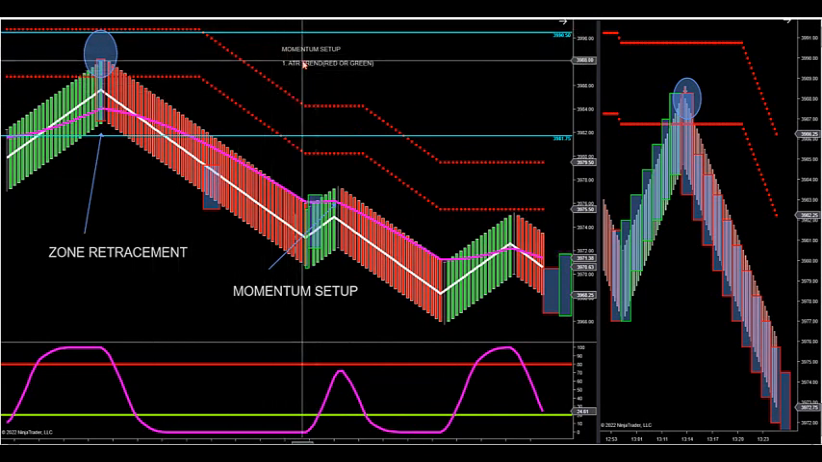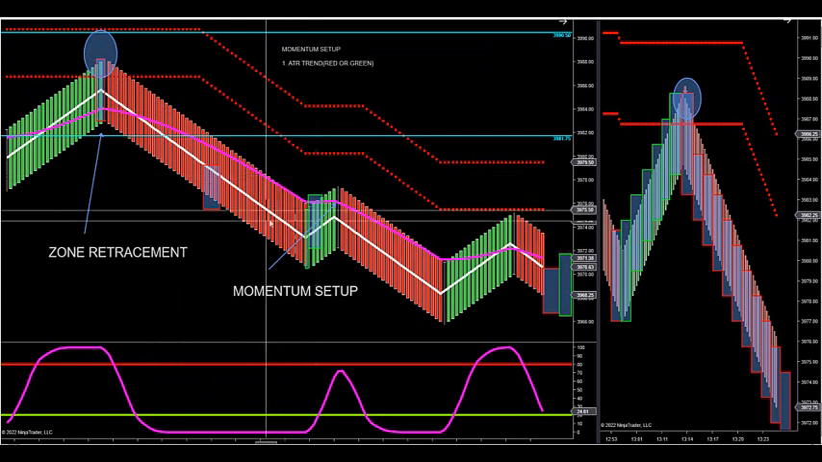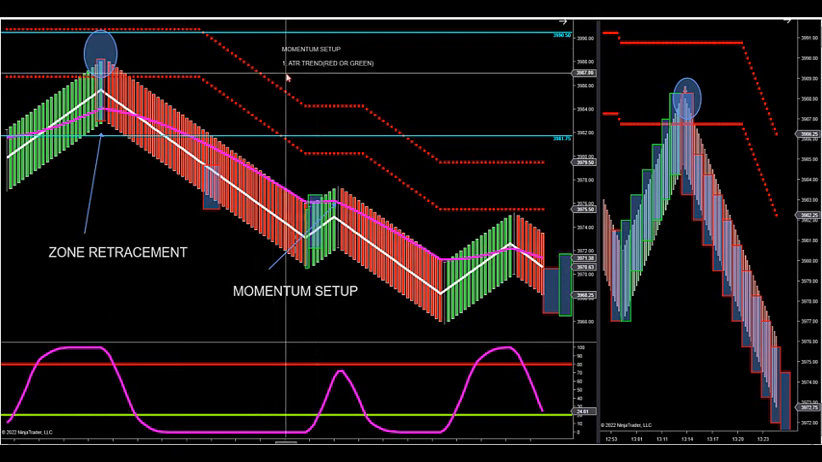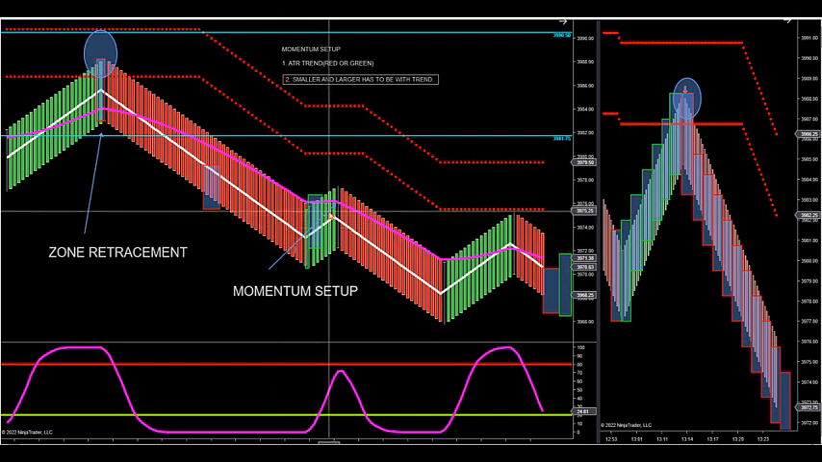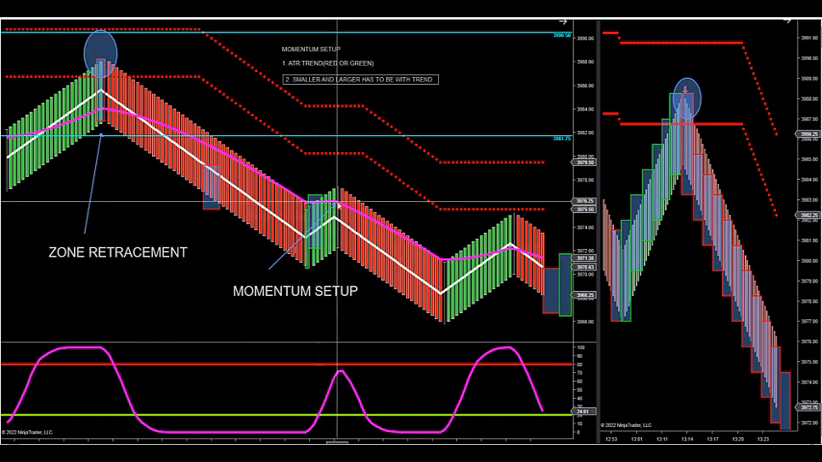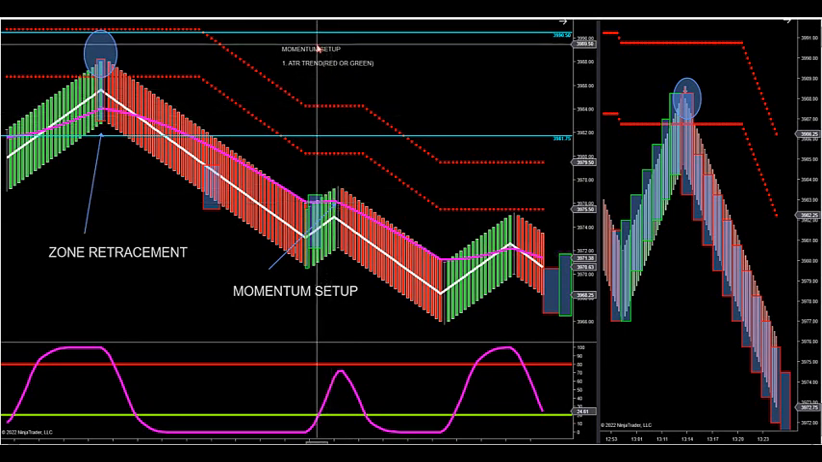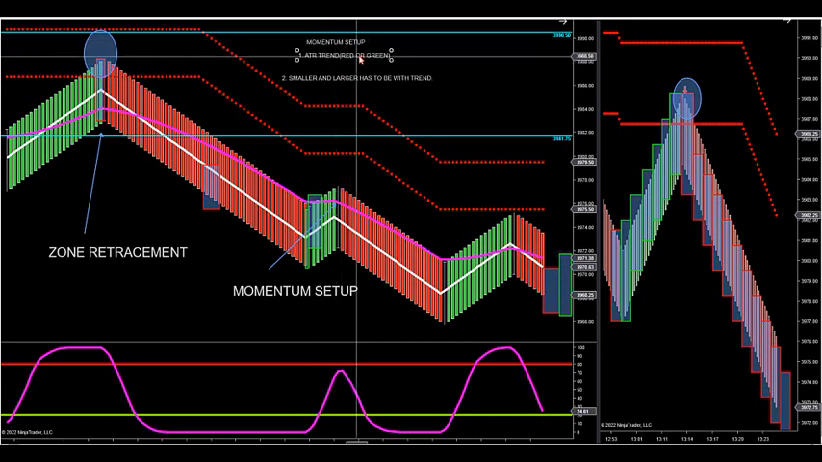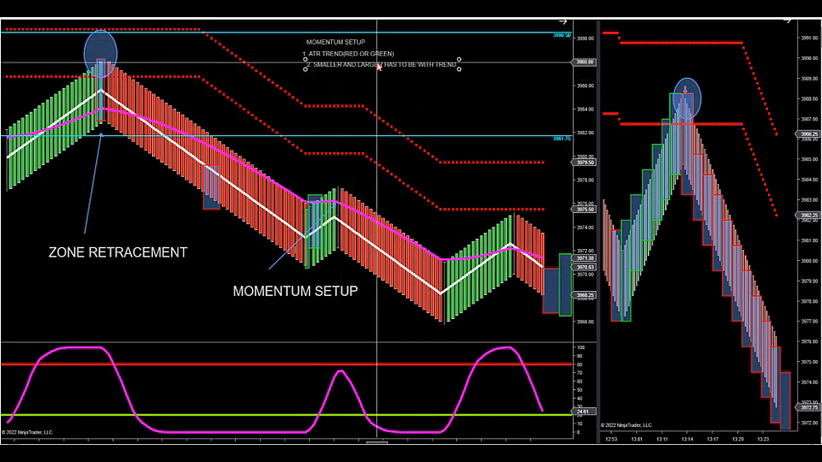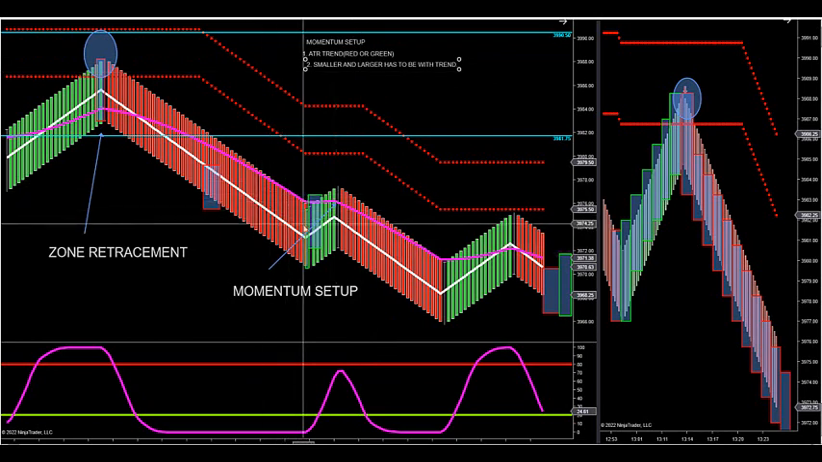Once we know the trend, then on a momentum setup, what we want to do is make sure the trend is aligned with my two MAs: my smaller MA and my larger MA. It has to be with trend, meaning if it's a short, then you want the smaller MA below the larger MA, and if it's long, the smaller MA above the larger MA. Now, here's the key. So we got a momentum setup where ATR trend is red, with the smaller below the larger MA.